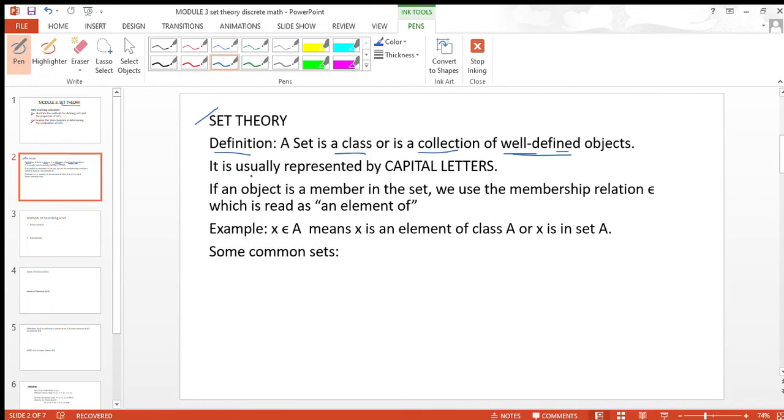And whenever we are considering sets, we usually represent a set using a capital letter, or we can represent sets by using capital letters. Then we also have, if an element or an object is part of the set, we use this symbol and we read this as an element of. So if we have this symbol here, this is read as the object x is an element of set A, or simply x is an element of A, or it means that your element x is part of class A or part of set A.